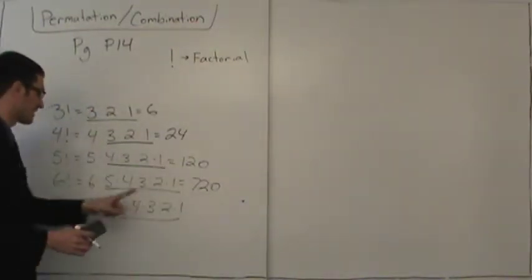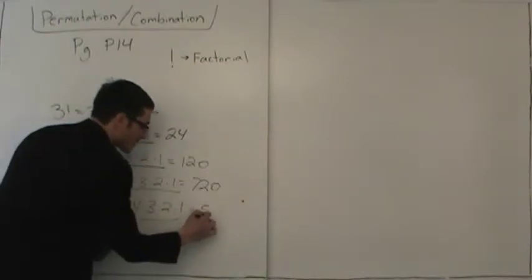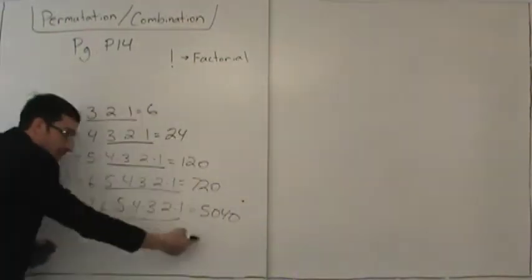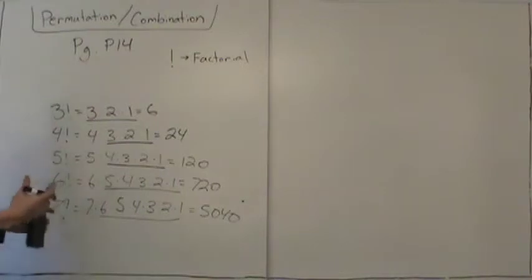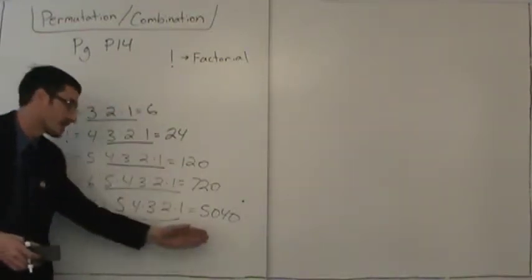6 factorial is 720, times another 7, which is 5040. Now notice, these values are getting large very, very quickly. Factorial is huge. These values get big very quickly. We're going to talk about that.